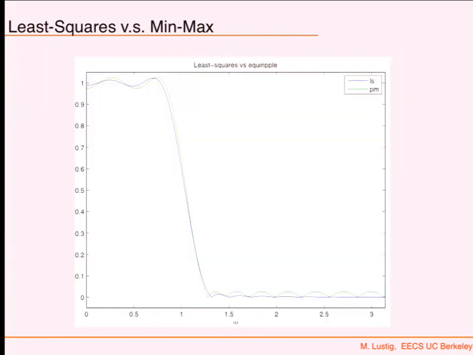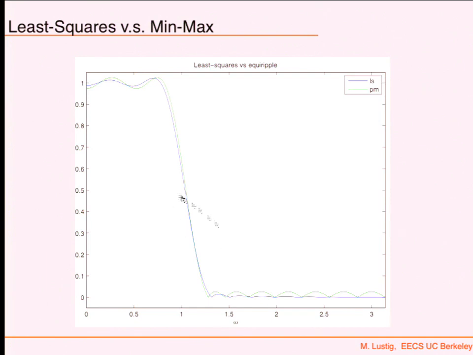Now, just to show you the difference between optimizing for a least square and optimizing for a min-max, here are the two different filters that you get, just for a low-pass filter. Same criteria: cutoff frequency, passband and stopband regions, and so on. One, you minimize the maximum deviation. The other, you minimize the square deviation. And here are the differences.